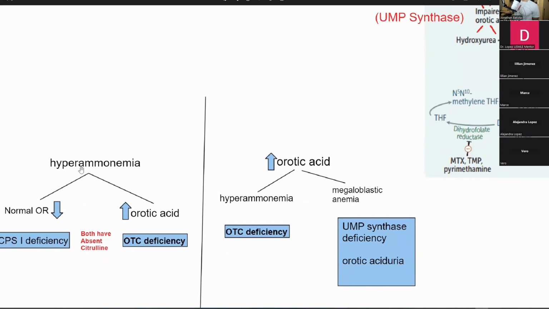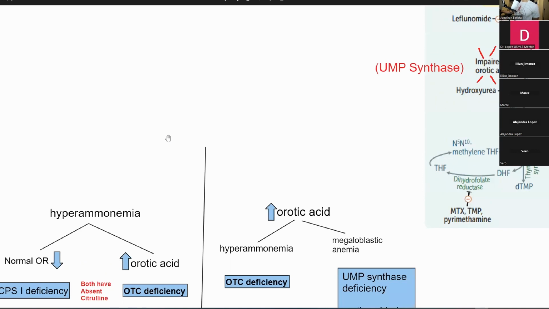When we look at hyperammonemia, right away it should let you know that this is a problem of the urea cycle. All urea cycle conditions will have hyperammonemia. There's only one that could have it normal, and this is where you can get a little confused. So let's just put a side note on this one.